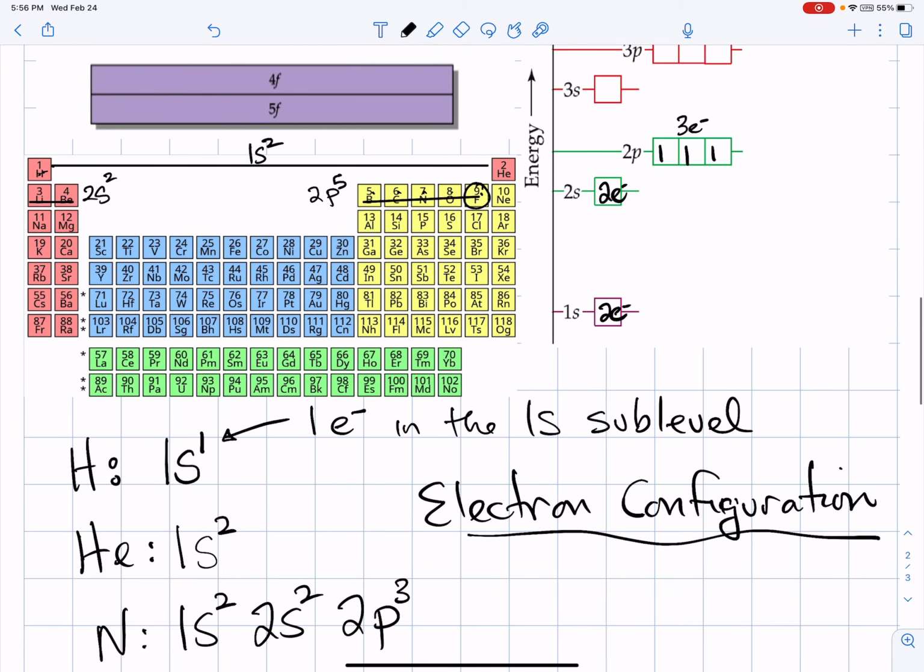So can you do the same thing? This time you can pause the video and see if you can do the same thing for phosphorus. Element P, which is element number 15 on your periodic table. Can you pause the video and see if you can do the same thing?